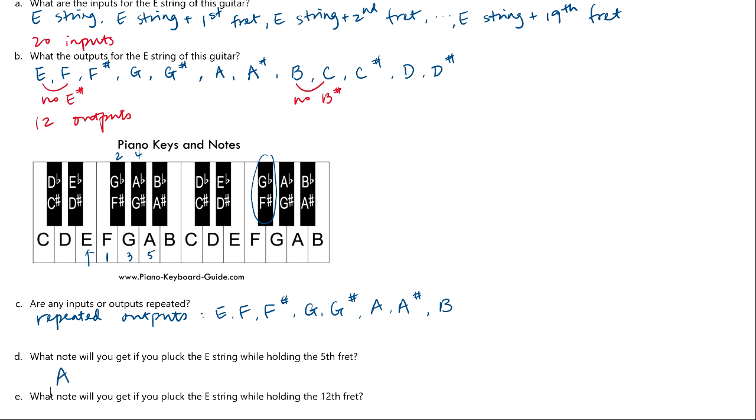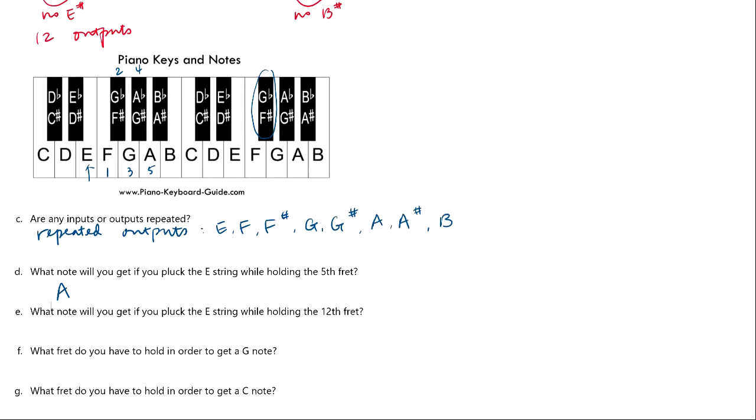Similarly, if we want to find out what note we will get if we pluck the E string while holding the 12th fret, we can keep counting technically over here. So we get 6, 7, 8, 9, 10, 11, and 12 over here. We can see that we would go back to the note E over here.